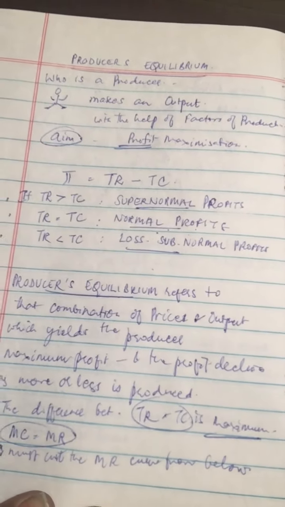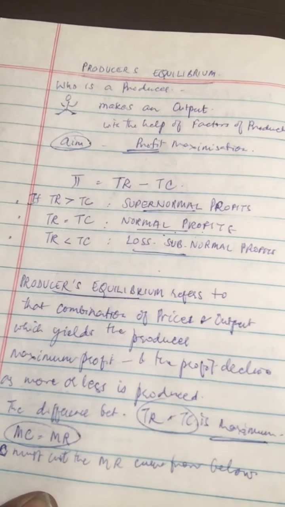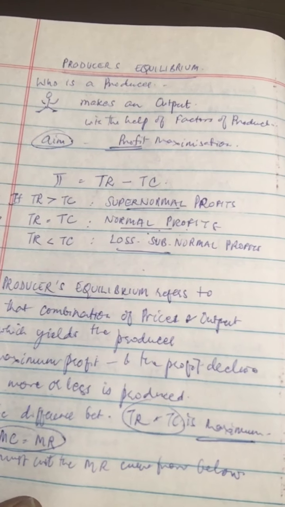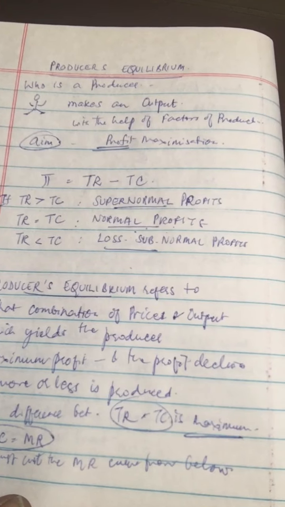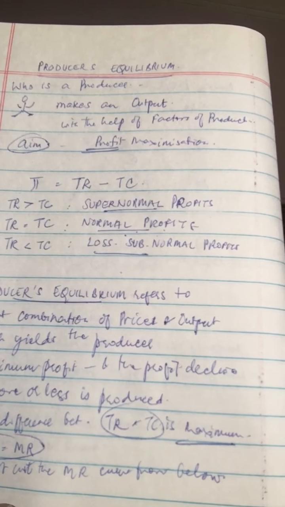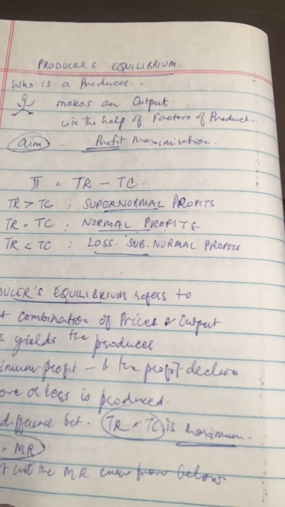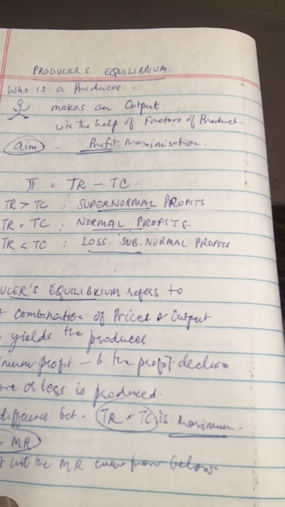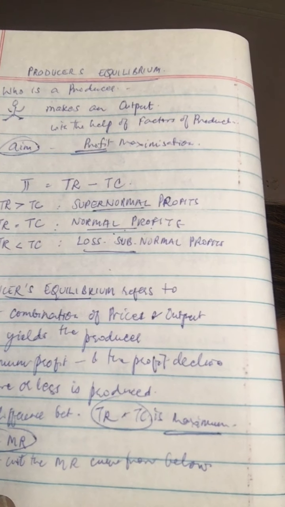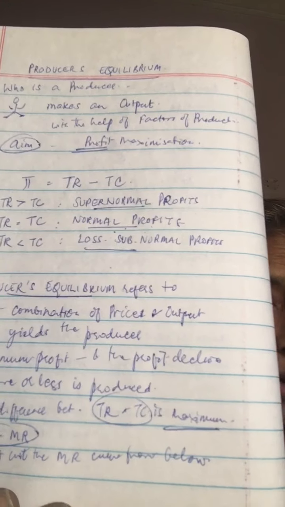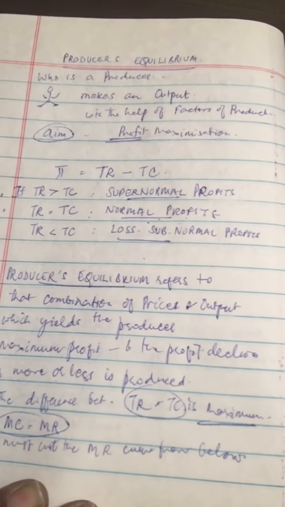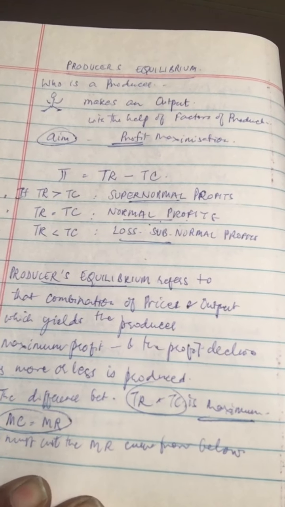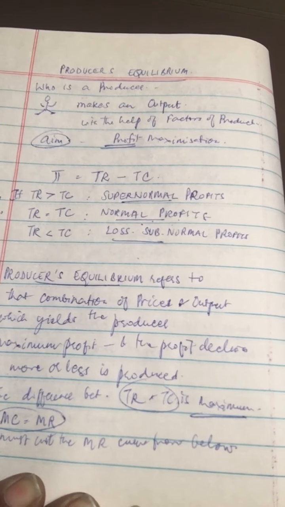So, who is a producer? As we can call it, a firm also, is an economic agent. It can be a person or an organization who produces and sells a commodity or service. And in the process of production, he utilizes various factors of production, and he does production to earn profit. So, what is a profit?